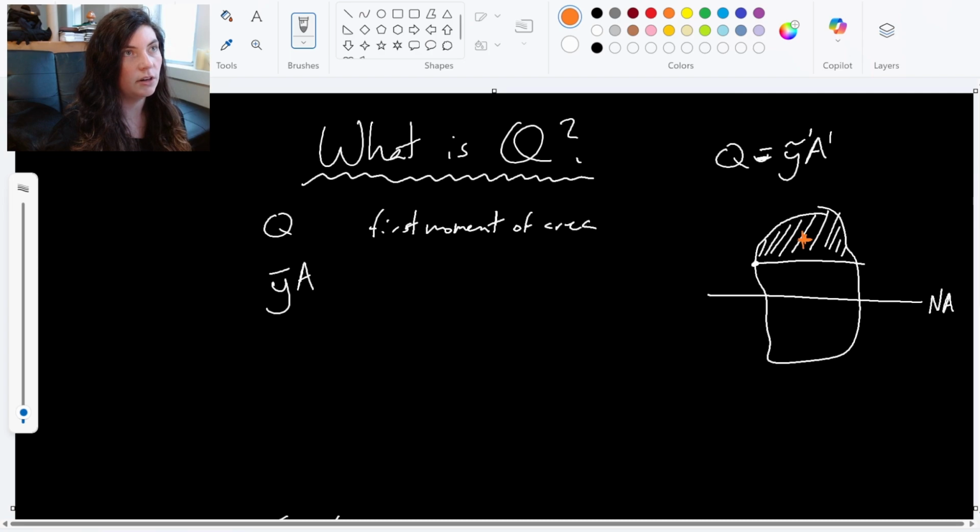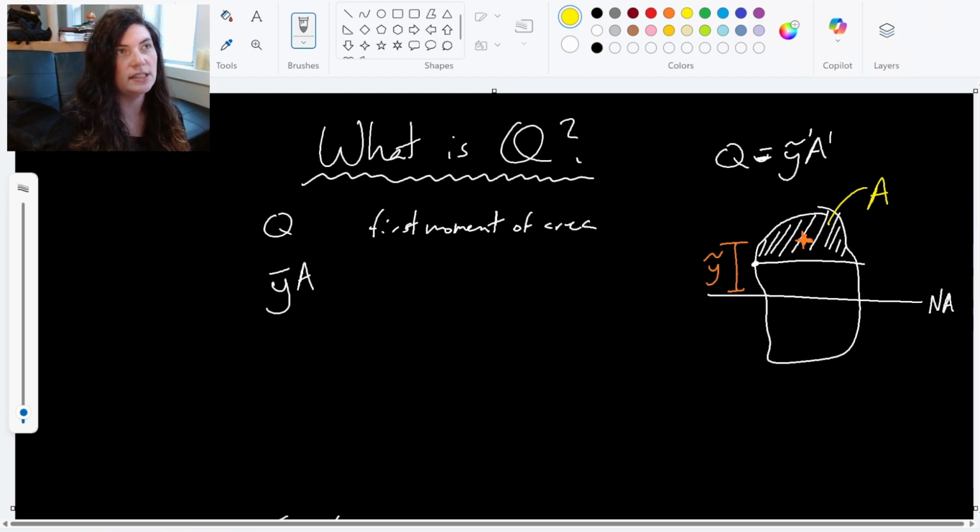Here, this little crosshairs for the centroid, the center of this shape, is maybe somewhere in there. So it's this y tilde distance from the neutral axis, not from the bottom, just measured from the central axis to the centroid of the shape. And then the area is the area of this shape. So it matters where you're taking this Q from. The point of interest is really, really important.